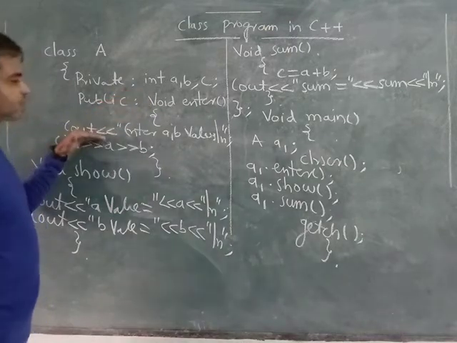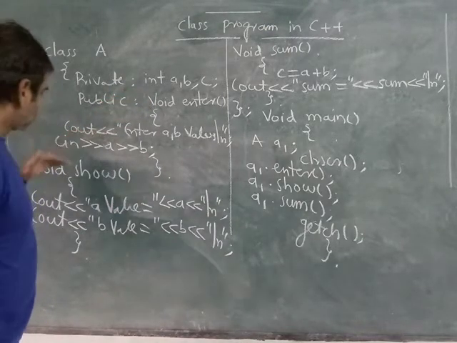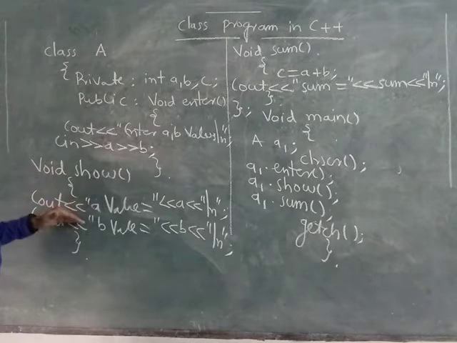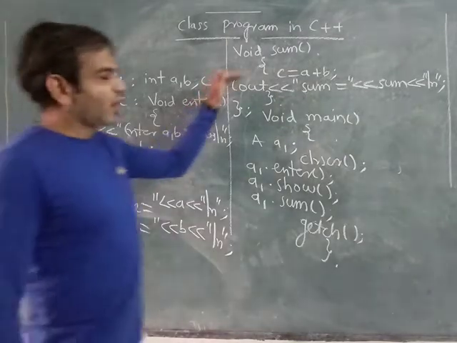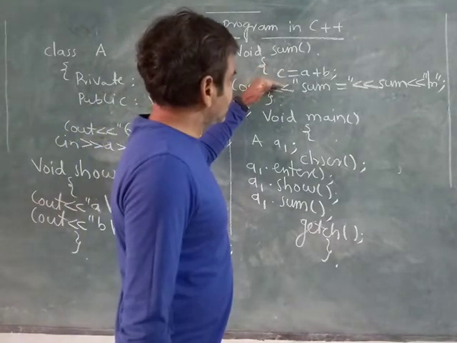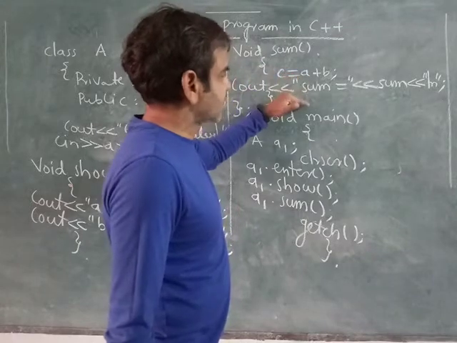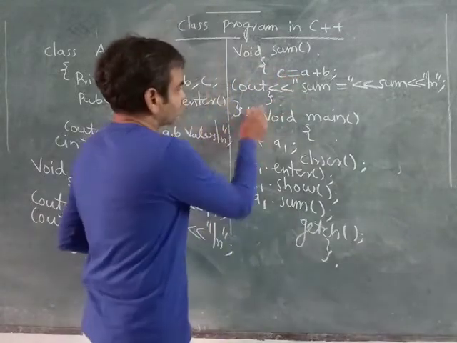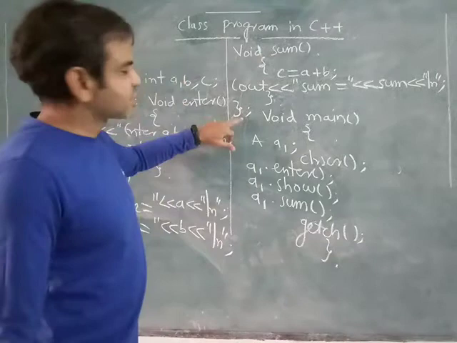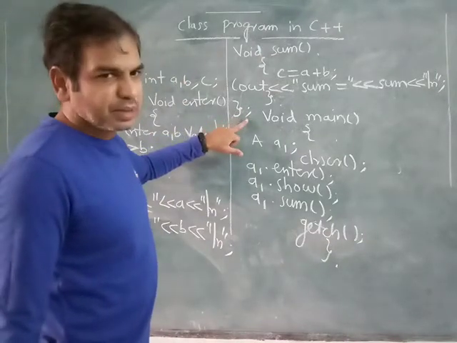In enter I am accepting a, b values. Then void show, I am displaying a, b values. Then void sum: here c is equal to a plus b, sum. So now this is called a class template. After completion of the class template I am terminating with a semicolon.